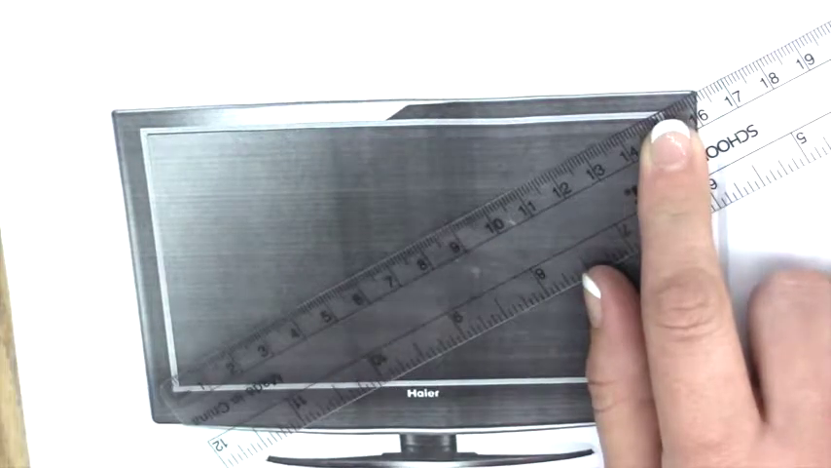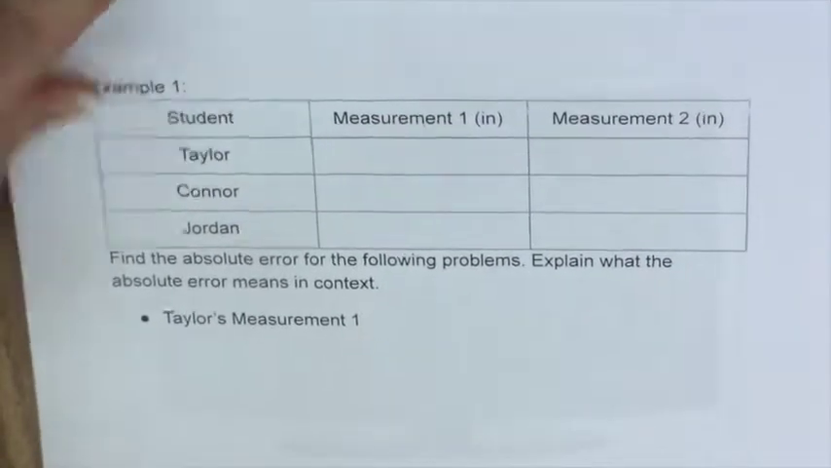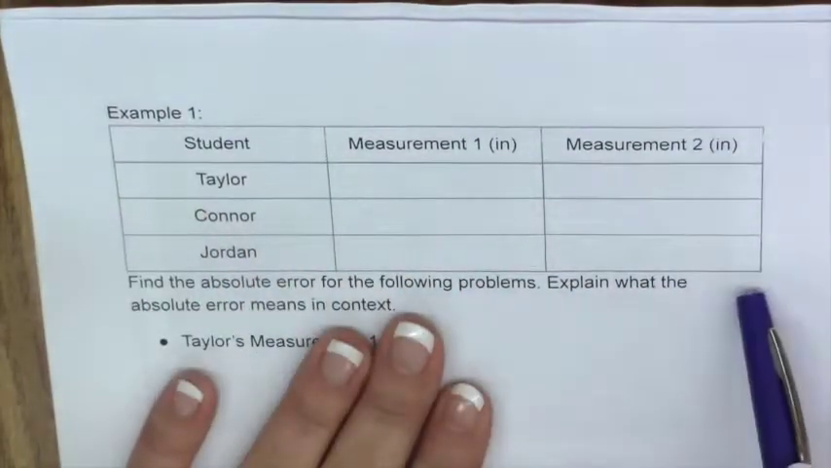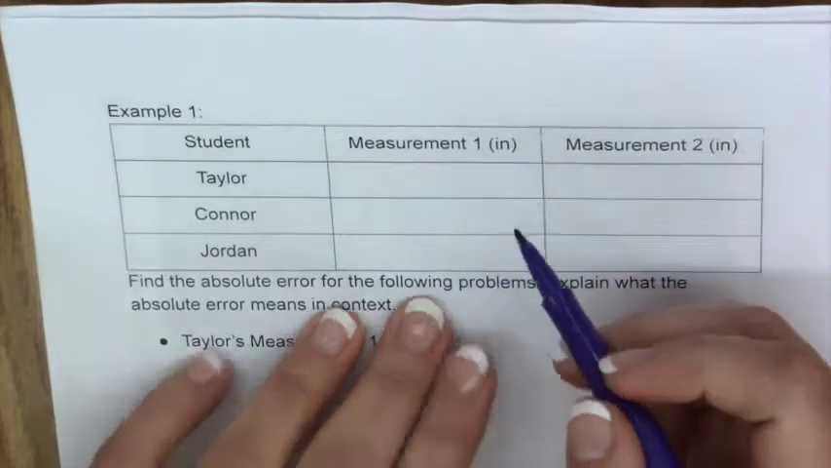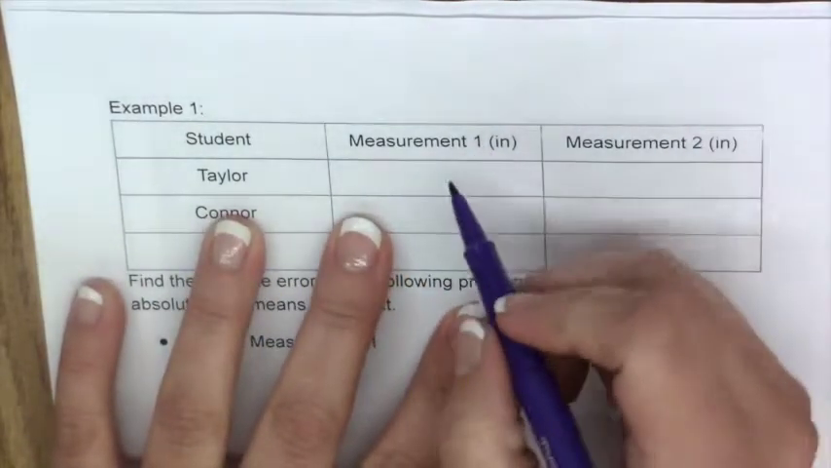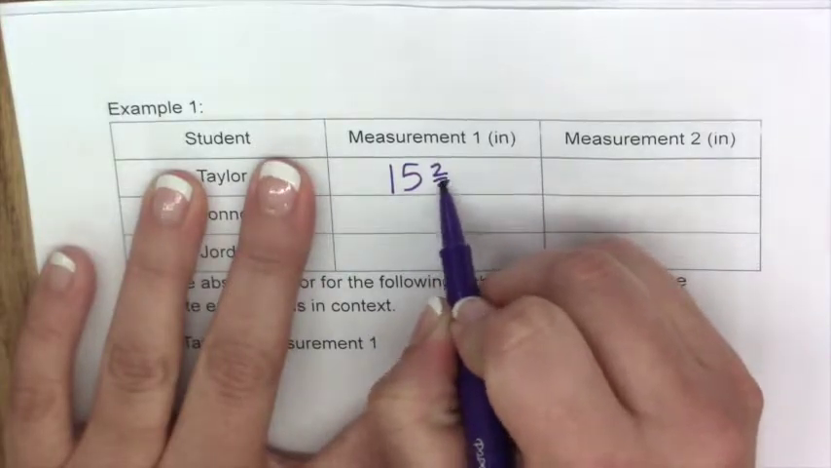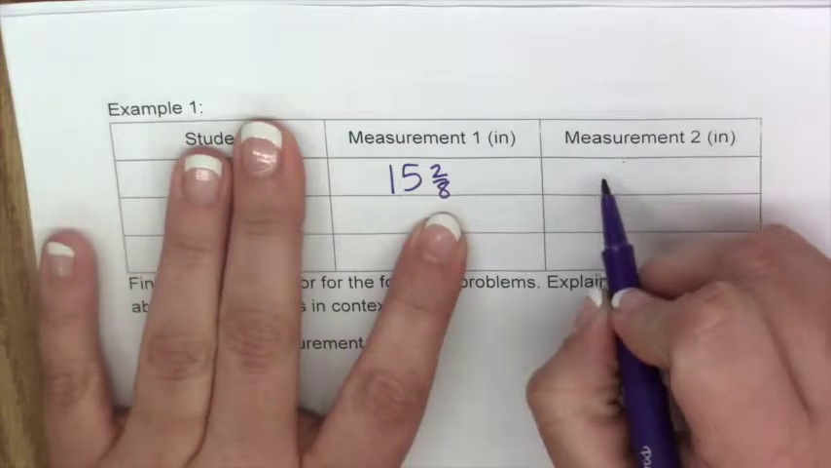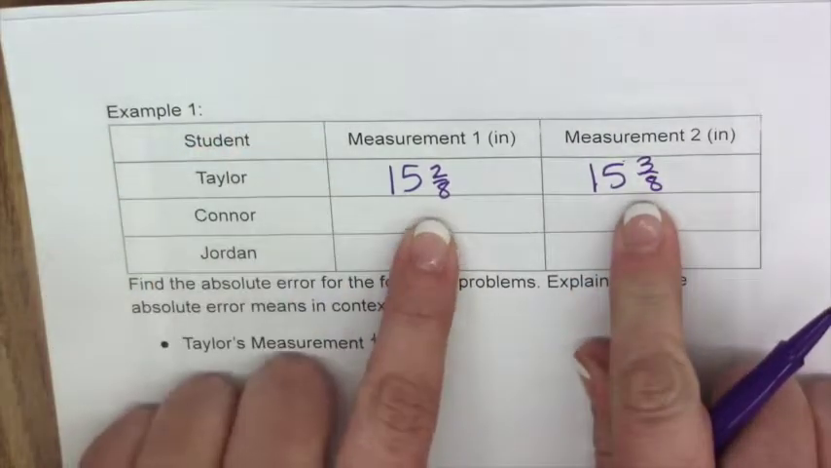So what we're looking at today is finding the percent of error that we have when we measure. So for this problem, we're going to say some students have measured our TV screen, and we're going to give some measurements for them. So you need to copy this table down on your notes, and then we're going to fill in their measurements. So we're going to say Taylor measures 2 times, and the first time Taylor measures 15 2/8 of an inch.